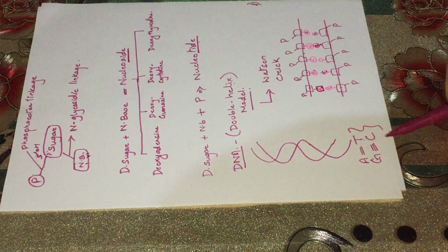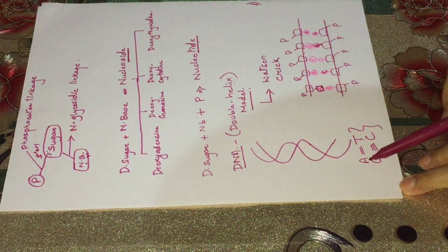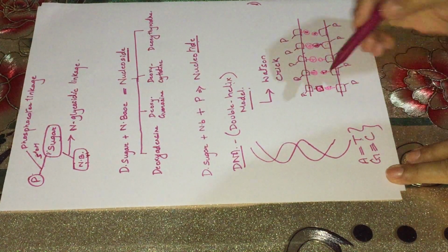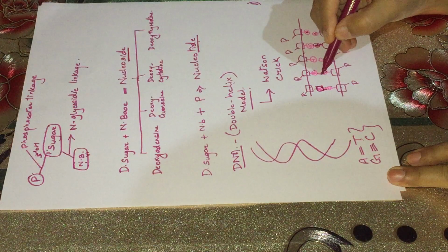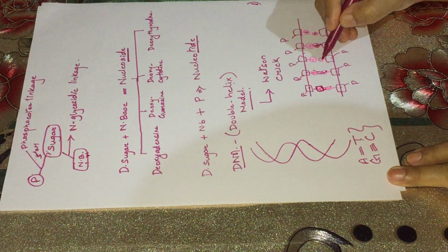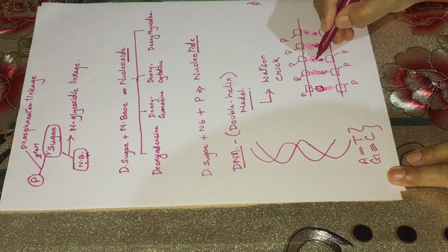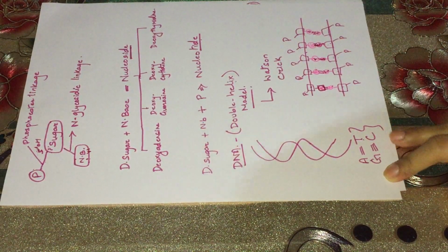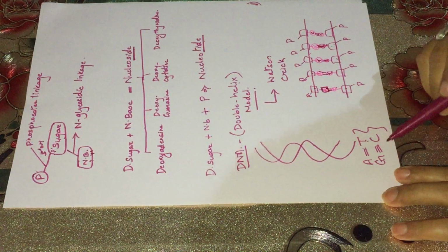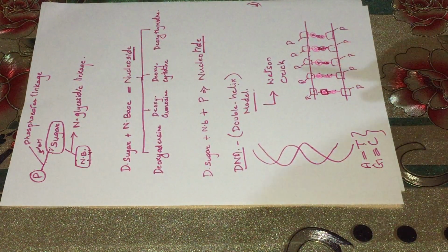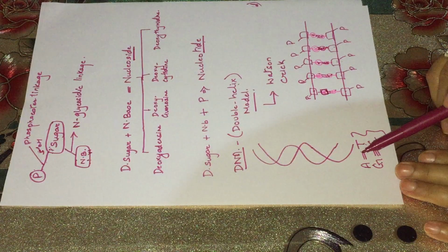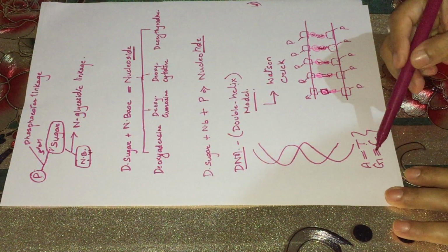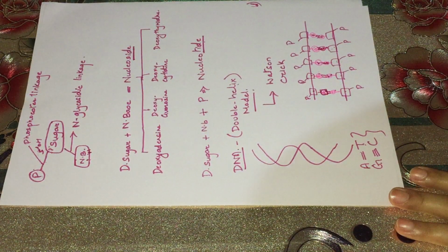Now here you can see, when adenine pairs with thymine, I have drawn two lines, isn't it? So these denote adenine pairs with thymine by 2, and guanine pairs with cytosine by 3, and here also 3. This 2 and 3 denotes hydrogen bonds. Adenine pairs with thymine by 2 hydrogen bonds, always remember, and guanine pairs with cytosine by 3 hydrogen bonds.